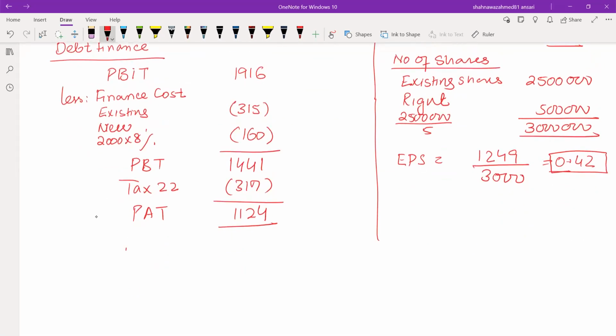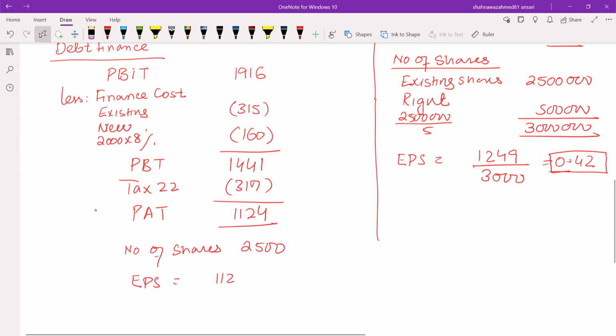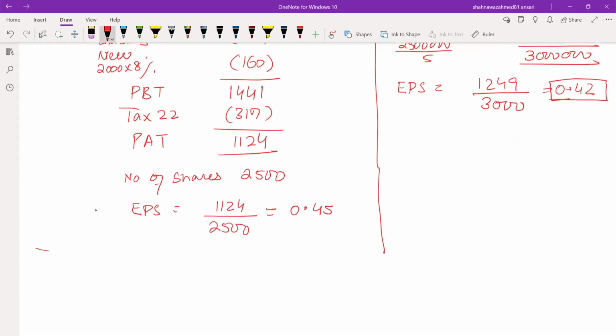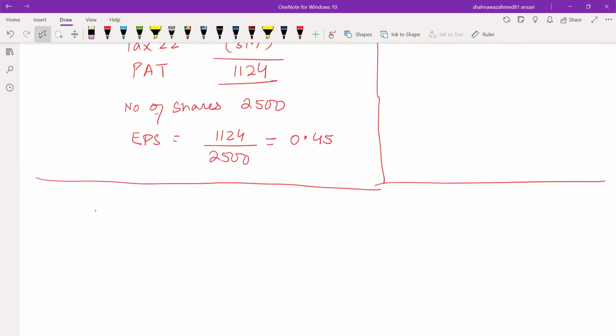In case of debt financing, there will be no change in number of shares, which is currently 2.5. So revised EPS is now over 2500 and answer is 0.45. So EPS is 0.42 in case of equity financing and 0.45 in case of debt financing. Now we need to calculate revised share price in both options.